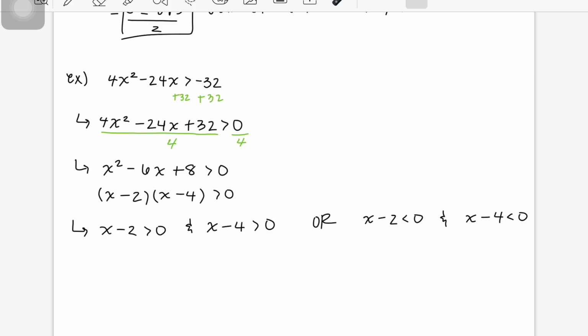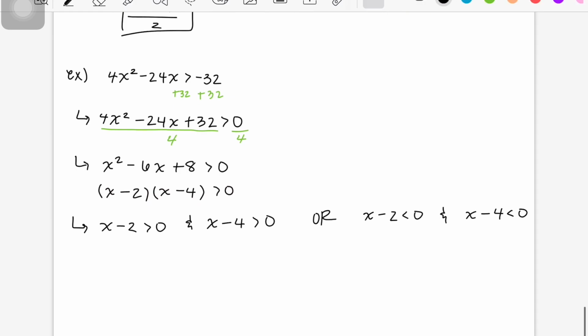Since a negative times a negative will give us a positive number, in that case we will have that this will be greater than 0. So, for x minus 2 to be greater than 0, we need x to be greater than 2. Anything smaller than 2 here, if we were to plug that in, we'd get a negative number, so this wouldn't be greater than 0. Similarly, for x minus 4 to be greater than 0, we need x to be greater than 4.